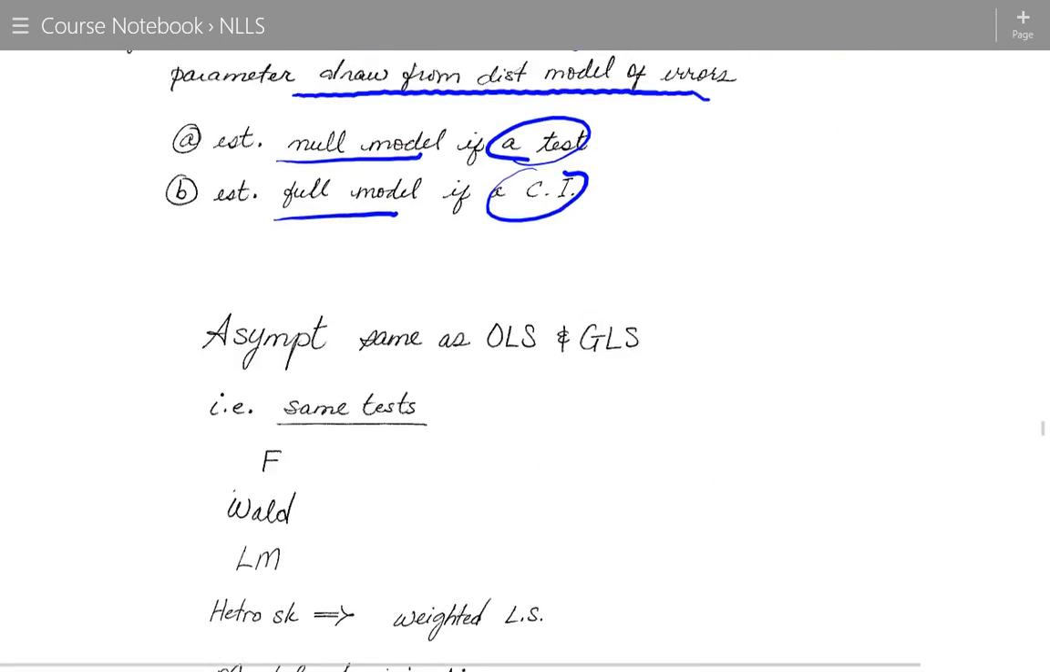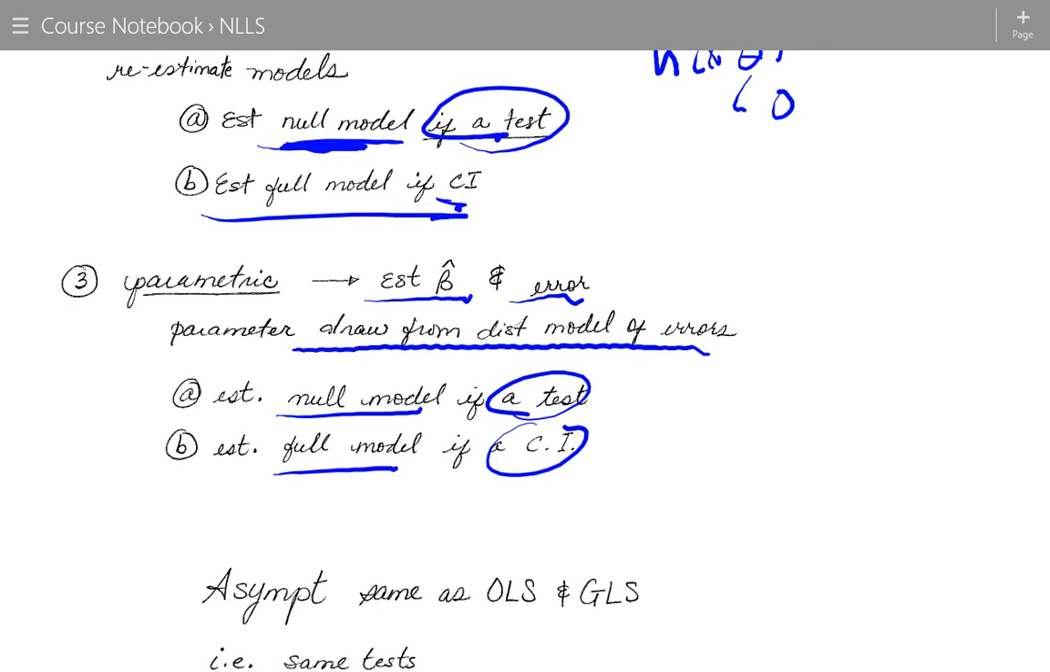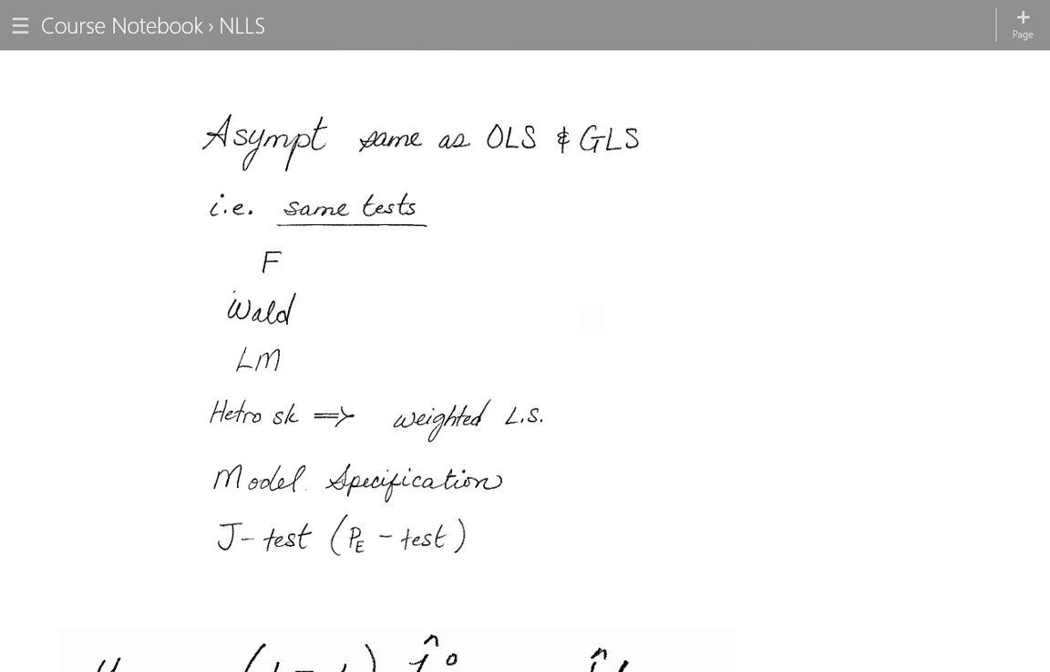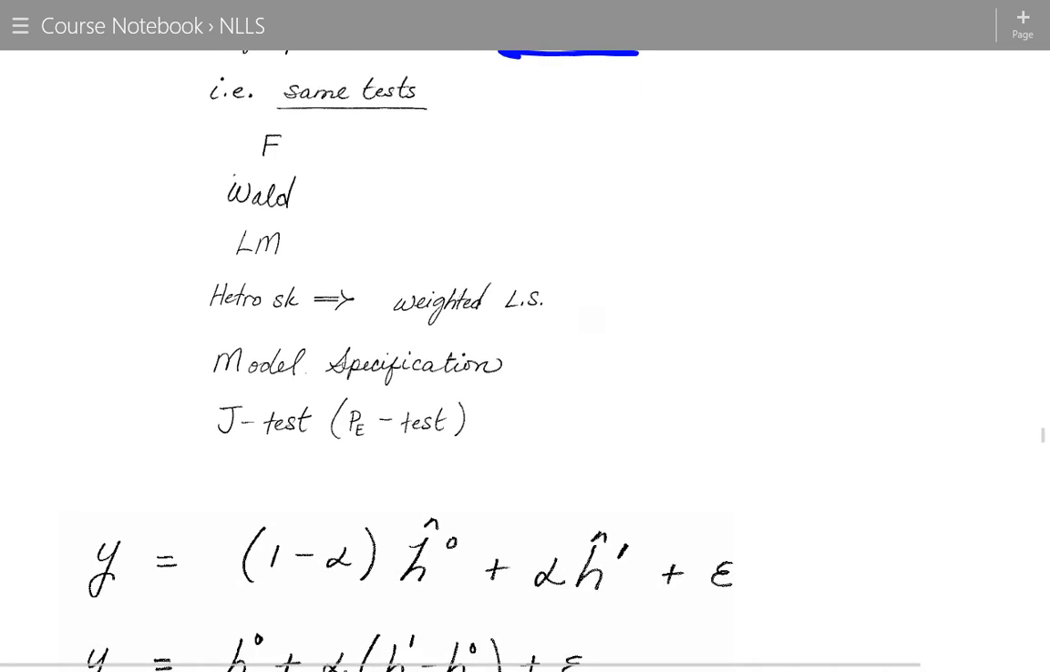Not necessarily the most efficient one, because of course you're adding extra information when you use these ones. This one you're going to add information about what the distribution is. You're going to assume a particular distribution. Now, as far as the asymptotic tests, the nonlinear least squares estimator really has the same tests as OLS and GLS. We have the list of tests: Wald statistics, Lagrange multiplier tests.